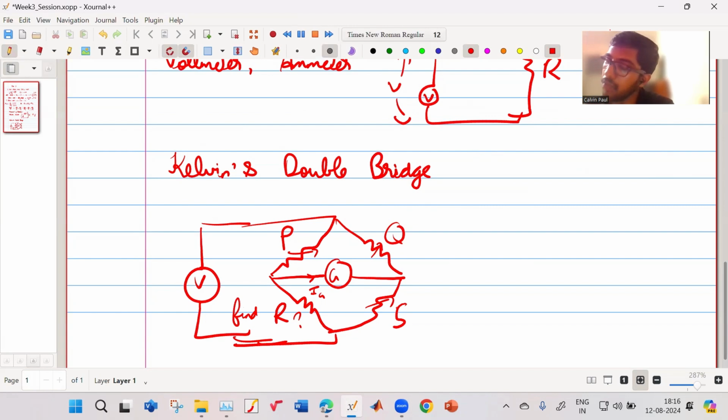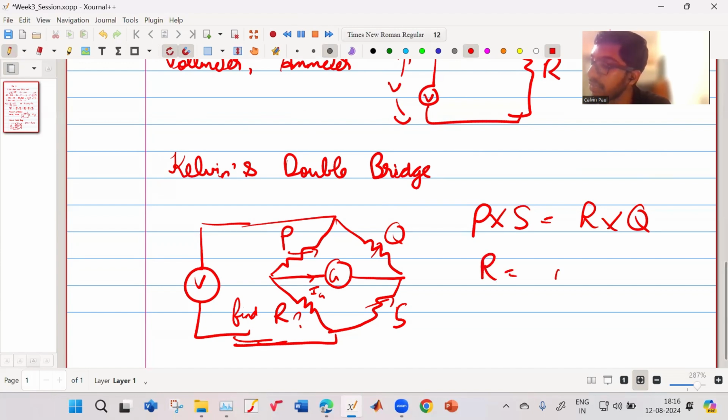And there is a simple way to know if the bridge is balanced: P into S should be equal to R into Q. If this condition is satisfied, then we can say that the bridge is balanced. Then we can know that R is given by P into S divided by Q. So you have to just cross multiply the opposite arms of the bridge. Okay, this is very useful.